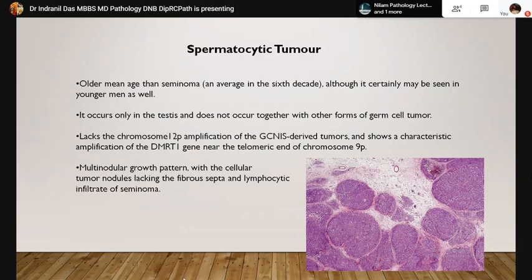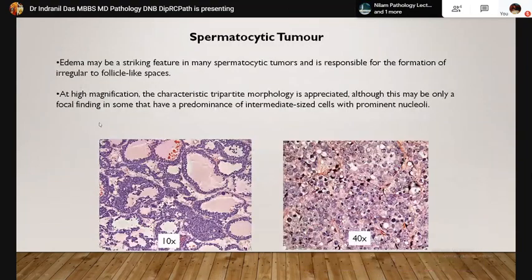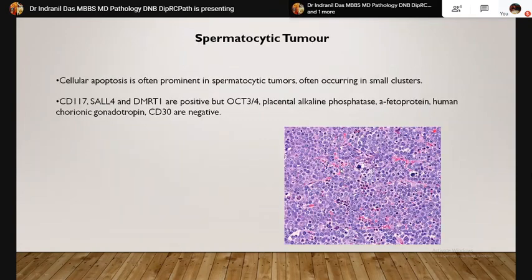The pattern of growth is multinodular with cellular tumor nodules that lack the fibrous septa and lymphocytic infiltrate of seminoma. Edema may be a striking feature of spermatocytic tumor and is responsible for formation of follicle-like areas. At high magnification, the characteristic tripartite morphology is appreciable, although this may be only a focal finding, and some may have a predominance of intermediate size cells with prominent nucleoli. Cellular apoptosis is often prominent in spermatocytic tumor, often occurring in small clusters.